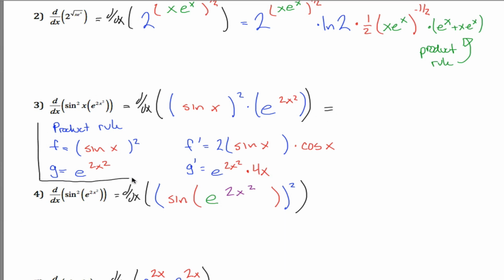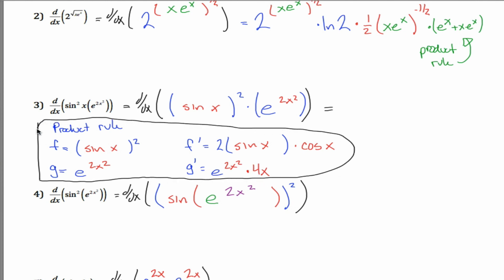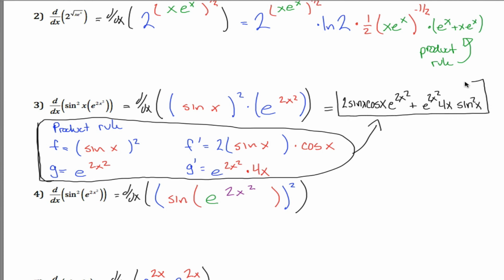Maybe I need to show where this stuff is coming from. Using the product rule, I know that the derivative of f times g is f prime, so that's 2 sine of x cosine of x, times g, which is e to the 2x squared, plus g prime, e to the 2x squared times 4x, times f, which is sine of x squared, aka sine squared of x. This right here will be my final answer.